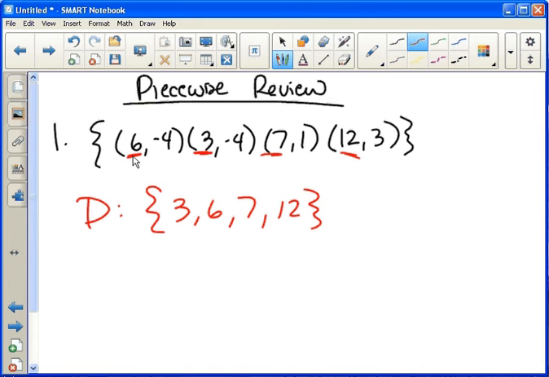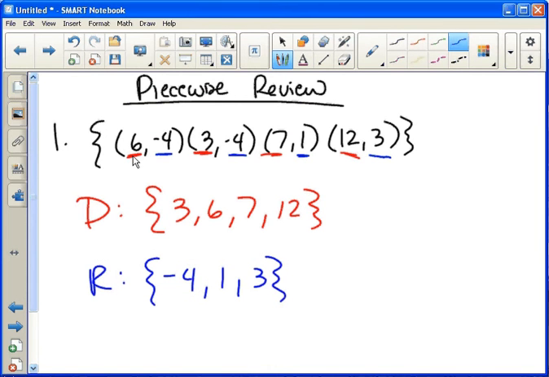Now our range is all the y values, so -4, 1, and 3. Those are already in order, and you only list them one time, so -4, 1, and 3. We don't need to list -4 twice because you only list it one time.